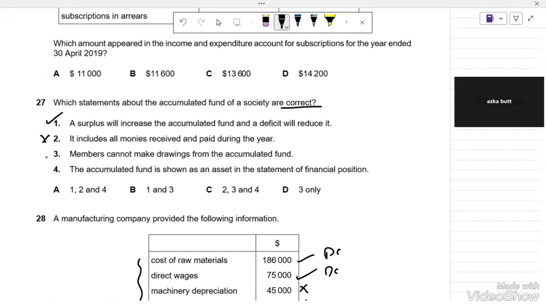Now let's see three: that members cannot make drawings from the accumulated fund. This is correct. The accumulated fund belongs to the society as a whole, not to the individual members, so they cannot make personal drawings from it. And the fourth one is that the accumulated fund is shown as an asset in the statement of financial position. This is incorrect because the accumulated fund is shown as part of equity or fund balance in the statement of financial position, not as an asset. So the correct statements would be 1 and 3. So option B is the right option.